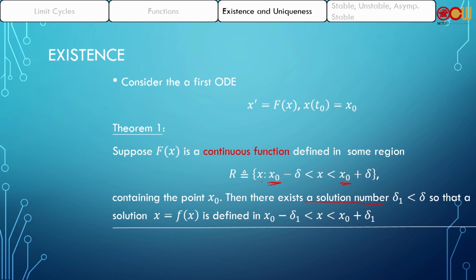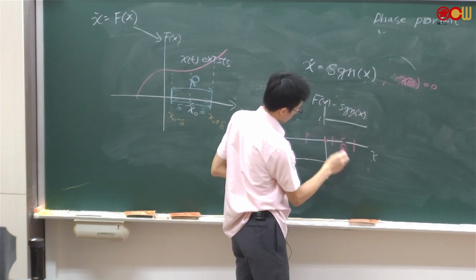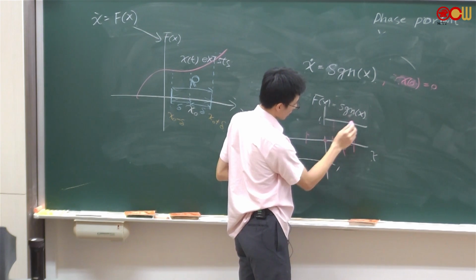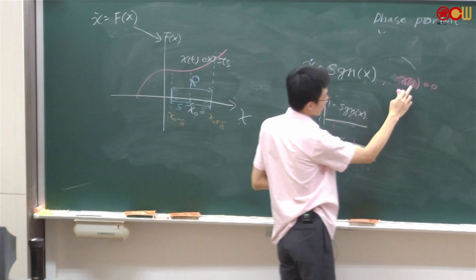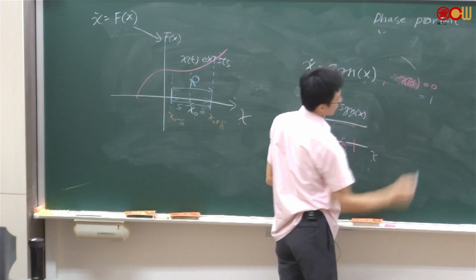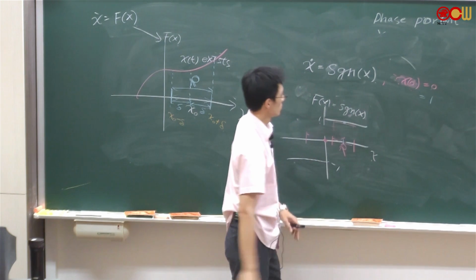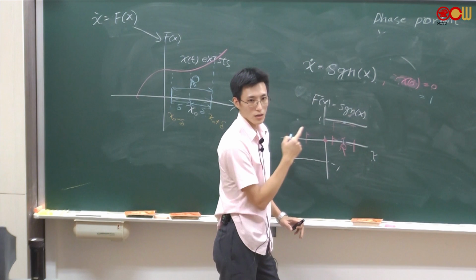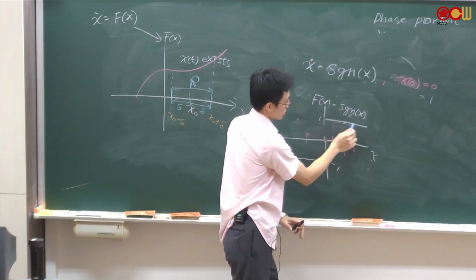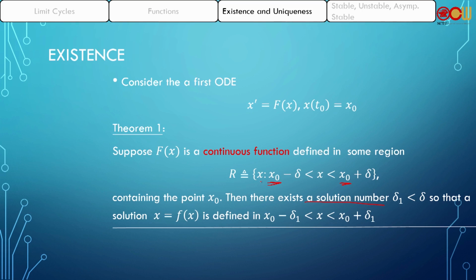But if you change your region R and move to the right, we only care about this part. So I say the initial condition is 1. I start from here. Well, you are lucky, it has a solution because f is continuous. Sometimes it could be one solution, could be two solutions.